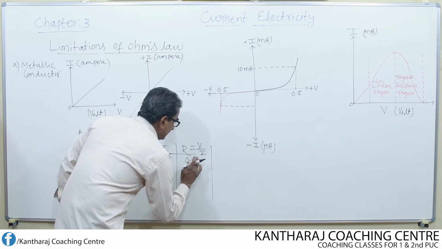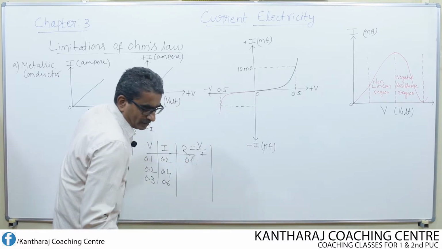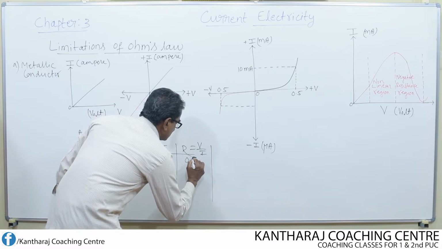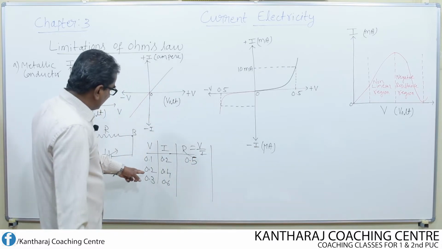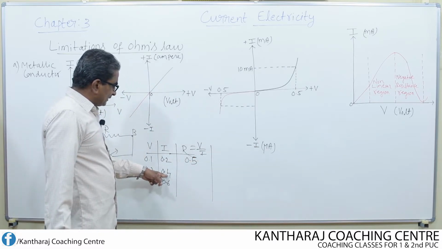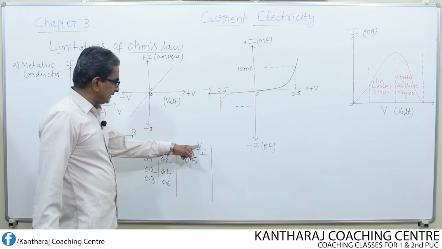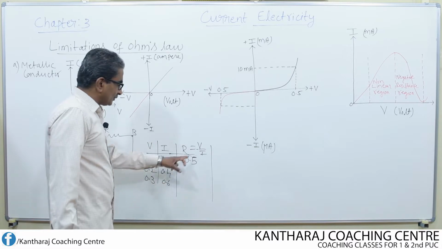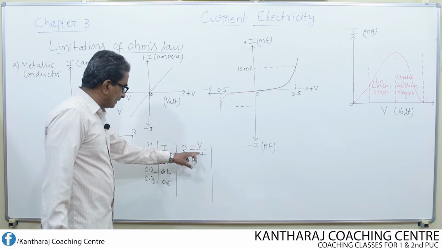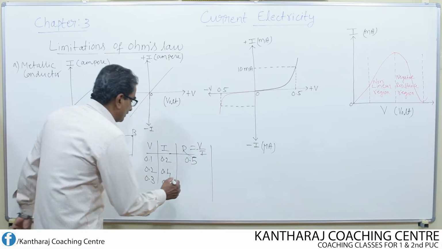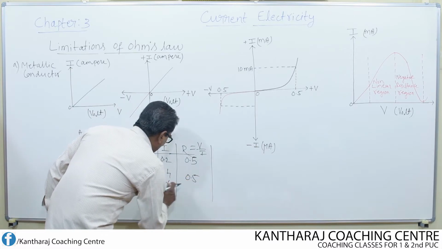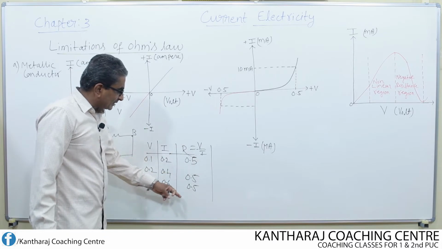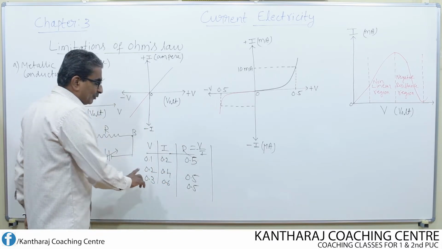Now again, let us divide this. 0.2 divided by 0.4, according to this relation, V divided by I. I means 0.4. So 0.2 divided by 0.4. Once again it is nothing but half, which is equal to 0.5. Again for this we get 0.5. That means resistance remains constant for all different potential differences.